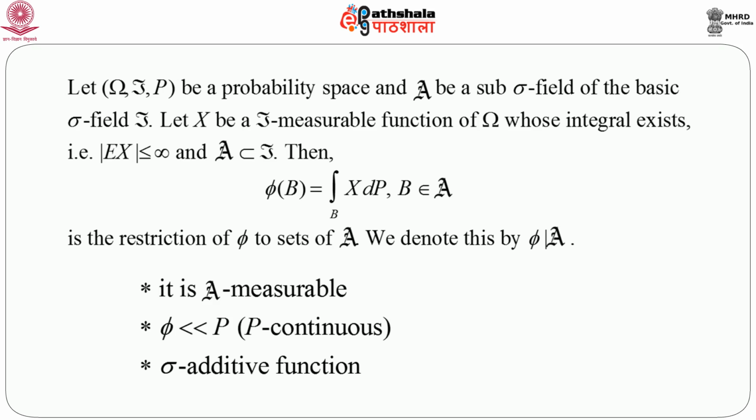Now it is easy to see that this phi is script A measurable, and phi is absolutely continuous with respect to the probability measure. That is the original measure under which we are working. Or in other words, since phi is absolutely continuous with respect to P, we sometimes say that phi is P continuous. These two are exactly the same thing. And also phi is a sigma additive function. So these are a few properties which are immediately obvious with respect to the phi function.